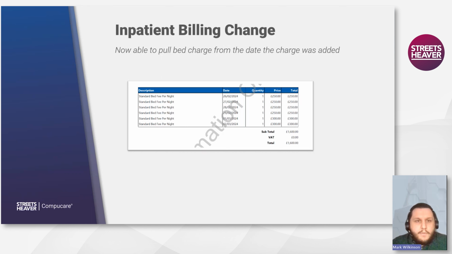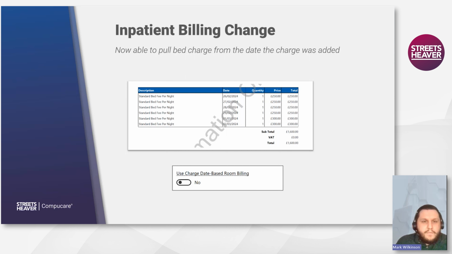If a patient was staying across a price uplift, we can apply the admission rate to the first couple of nights' stay. And then you can see towards the end of their stay we've got the uplifted rate of £300. So if you want to charge patients differing rates for their stay, if it's gone across an uplift or something, this is something you can now do in the Compucare system.